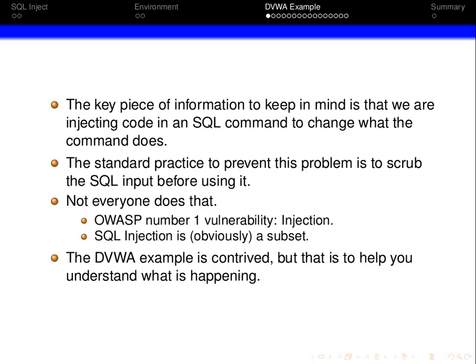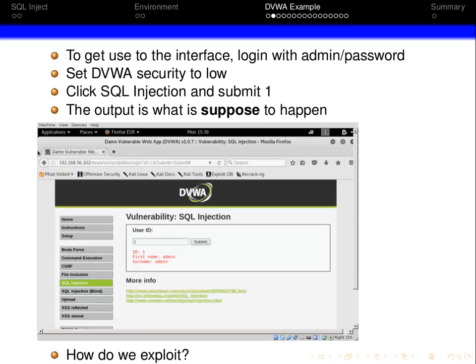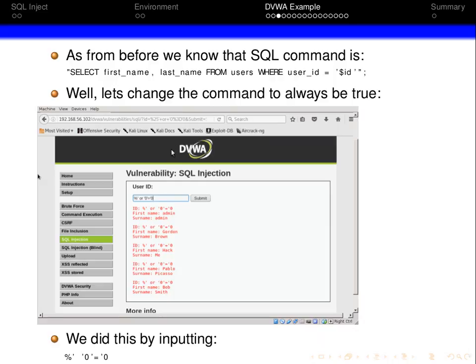And just so you know, OWASP actually considers this the number one vulnerability for injection. So it's actually rampant. This type of problem is really just everywhere. Now, the DVWA example is a bit contrived, but it's basically to help you understand what's going on. Okay, so what is it? I got it loaded in. I can submit 1, we see what happens. On the other hand, if we do a %1 or 0 equals 0, we can get everything.